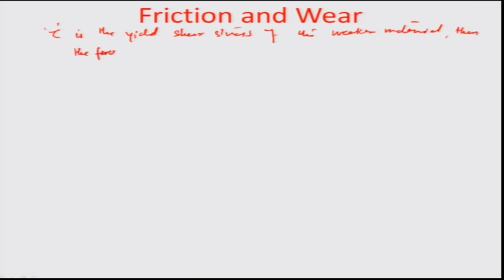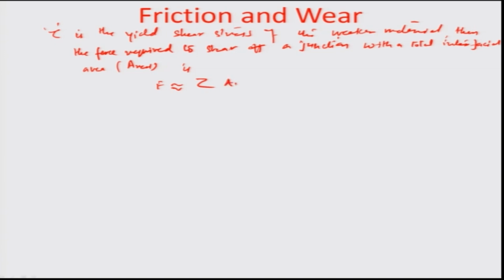So, here if we consider that tau is the yield shear stress of the weaker material, then the force required to shear off a junction with a total area, and let us call it interfacial area, because this is what the post welded situation is, A real, let us suppose, is F equals tau times A real.